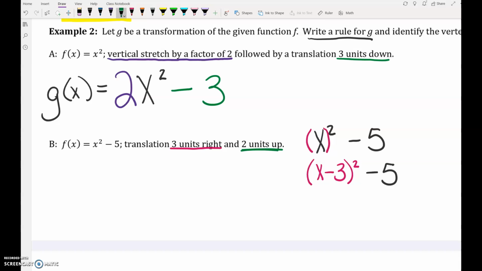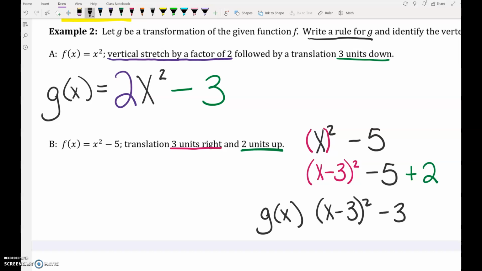Then it says 2 units up. What do we normally do for 2 units up? Plus 2, so stick a plus 2 at the end. Is there any simplification you think we could maybe do? Negative 5 plus 2 is negative 3. So we have x minus 3 squared minus 3.